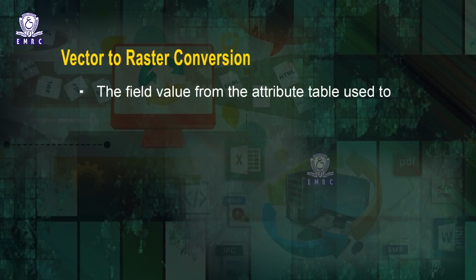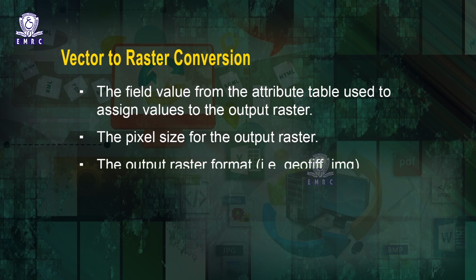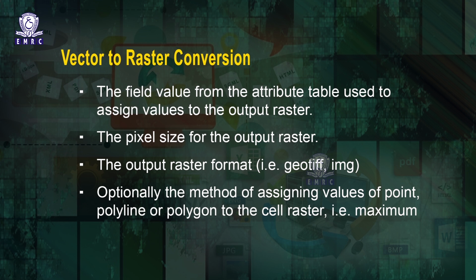The field value from the attribute table used to assign values to the output raster. Second, the pixel size for the output raster. Third, the output raster format, that is GeoTIFF, IMG, and fifth, optionally the method of assigning values of point, polyline or polygon to the cell raster, that is maximum length or area or cell center.